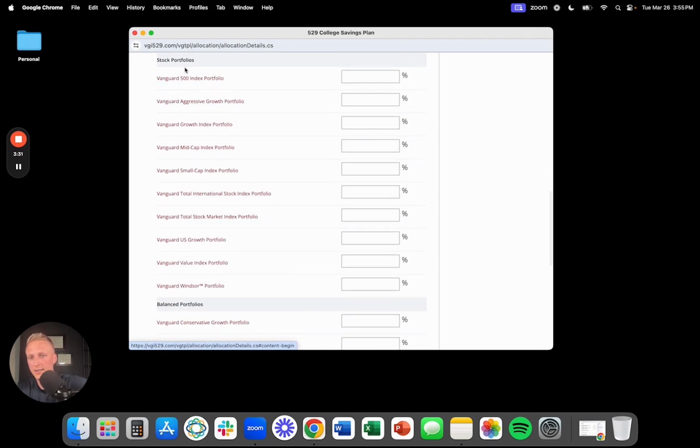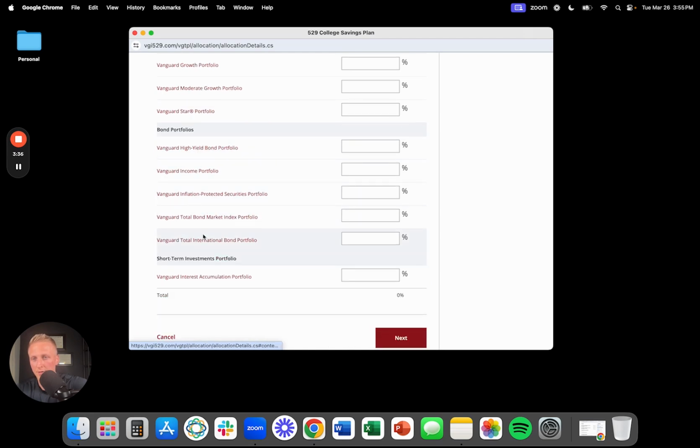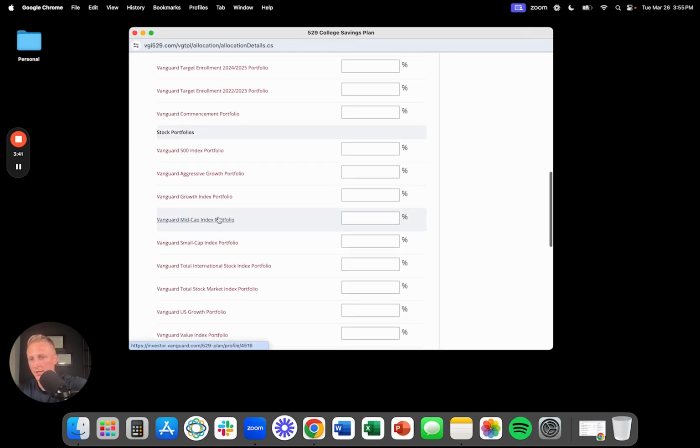You also have stocks, individual stock funds, and you have balanced funds right here. You have some bond funds, and you have short-term investments. As you can see, there's not that many options. It's pretty simple. You'll probably notice most of these: S&P 500, aggressive growth, growth index, mid-cap, etc.